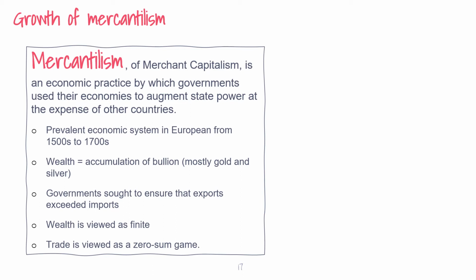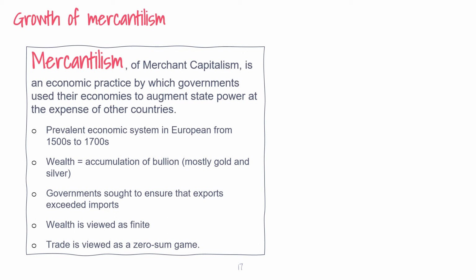In order to get gold and silver, a country needs to have a favorable balance of trade, which means more exports than imports. In mercantilism, wealth is considered as limited because gold and silver are scarce resources and there is only so much of them in the world.